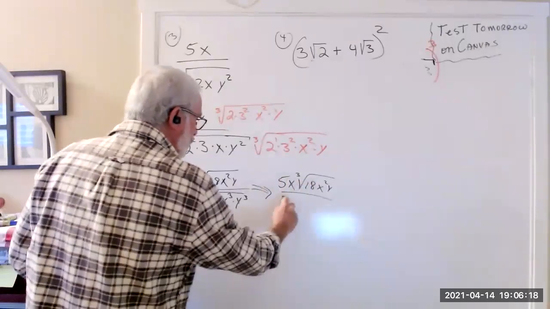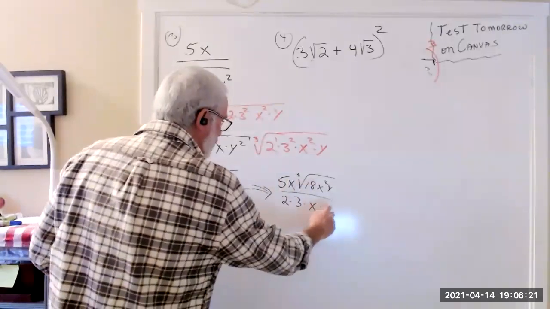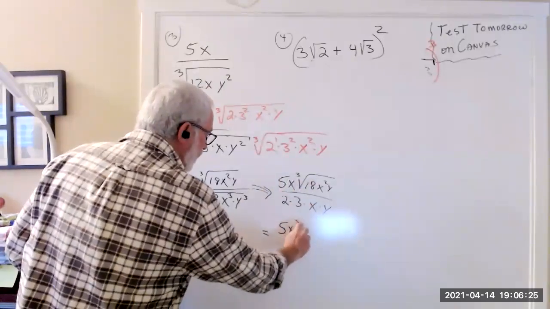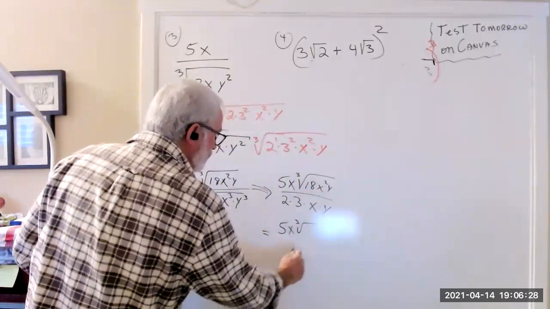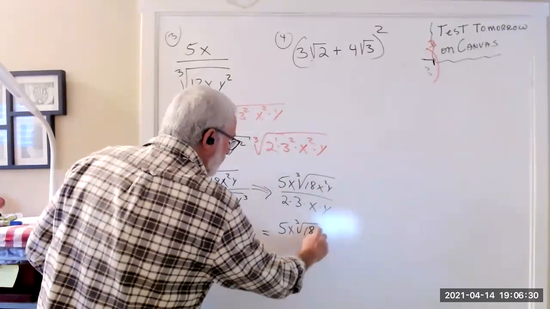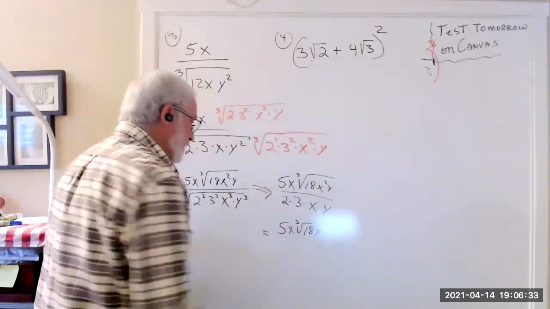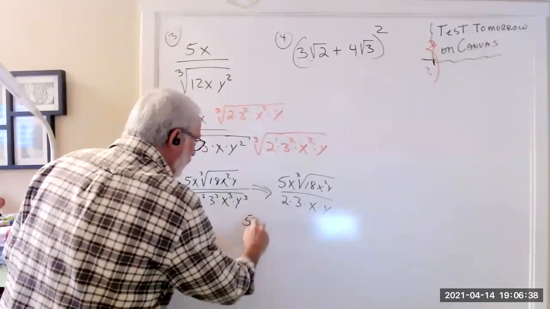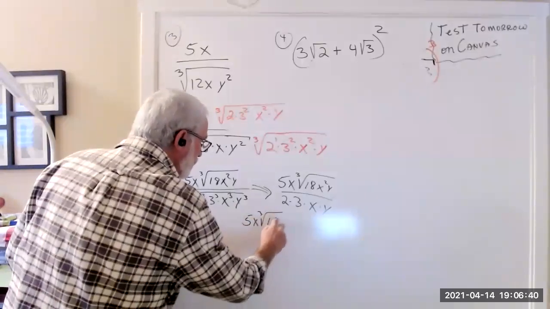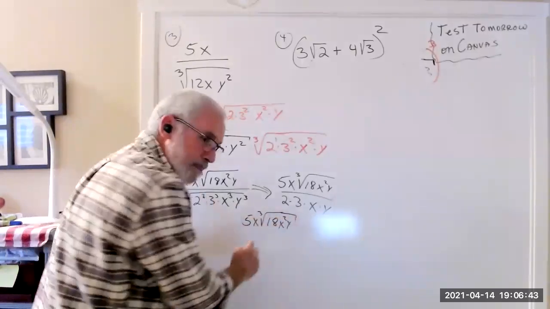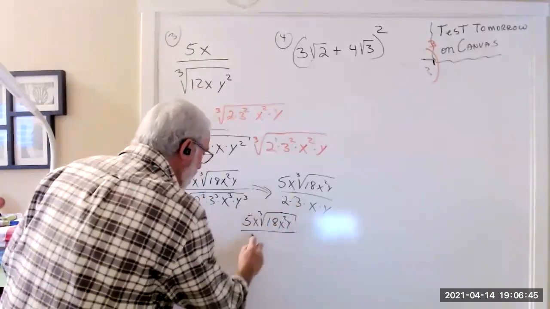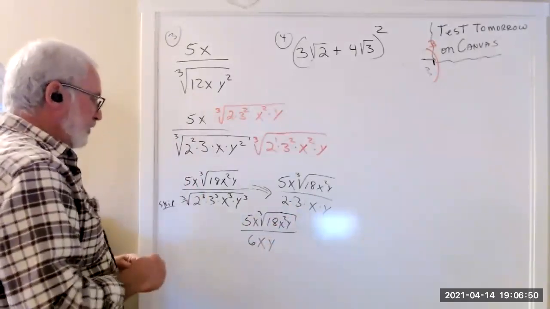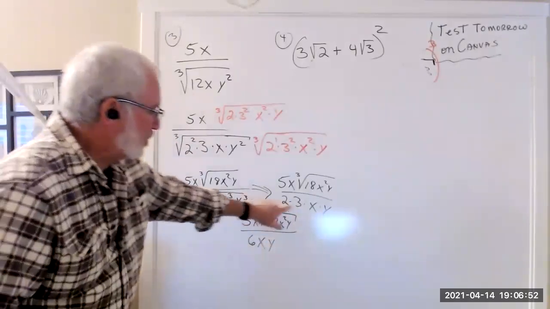over, I'm going to have 2 times 3 times x times y. And the only thing I have to do to make it pretty is multiply together 2 times 3. 18x squared. Did I find the glare? Yes, I did. I found the glare. Good for you, Foster. 5x cube root 18x squared y over 6x y. Oh, what's one more thing I should have done besides doing 2 times 3? I forgot.